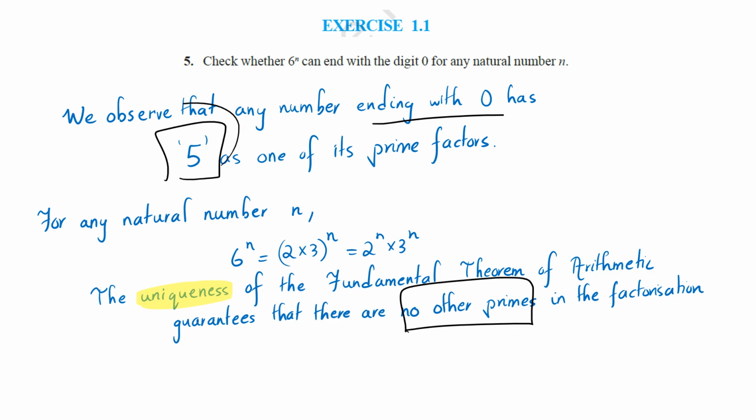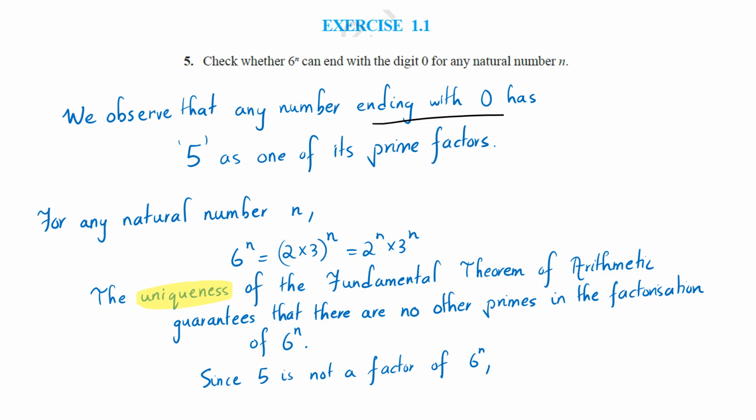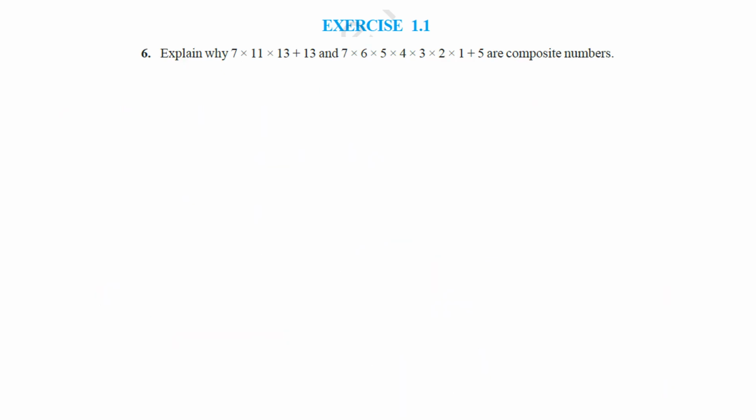So 2 and 3 are the only prime factors, which means there are no other primes in this factorization. So can 5 be one of the prime factors of 6 to the power n? Definitely not, because the only primes are 2 and 3. So since 5 is not a factor of 6 to the power n, that means 6 to the power n cannot end with the digit 0. It simply cannot, because the uniqueness of the fundamental theorem of arithmetic guarantees that there are no other prime factors apart from 2 and 3. Okay. So this is an interesting conceptual question. Okay, let's take a look at the 6th question.